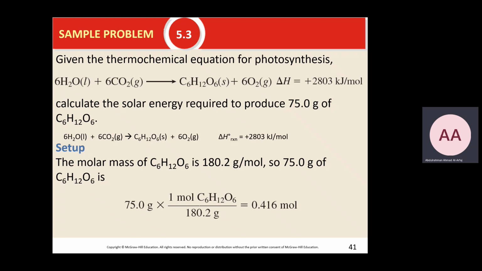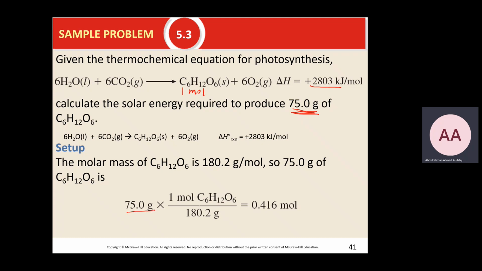Okay, calculate now the heat required to synthesize 75 grams of this one. We know that now I want only 75 grams of this one. I know from this chemical reaction that 1 mole of sugar will need 2,803 kilojoule per mole. Okay. Then how much energy am I going to get if I have only 75 grams of sugar?